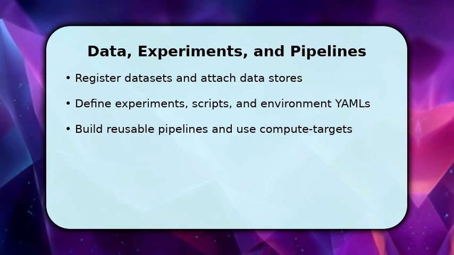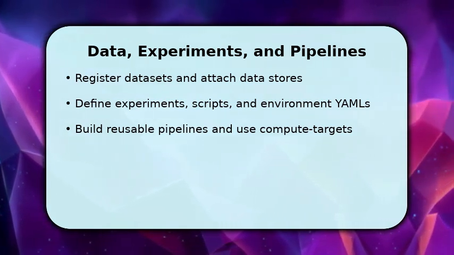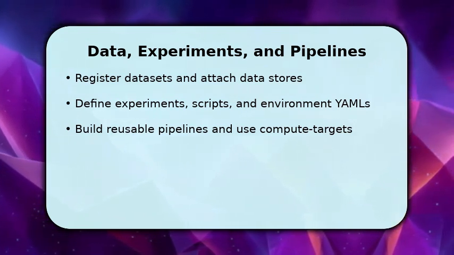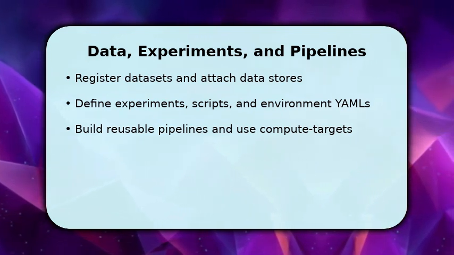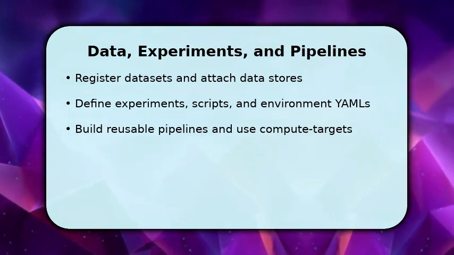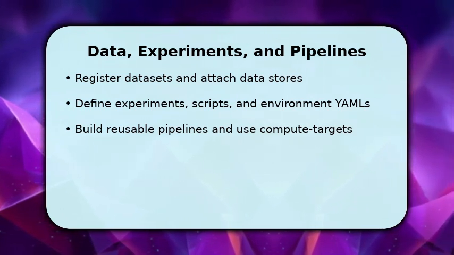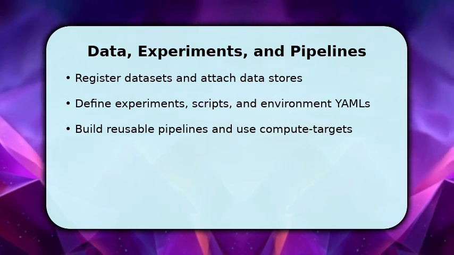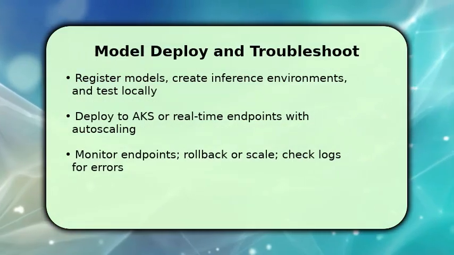Define experiments that point to training scripts and pin environments with YAML to capture dependencies. Submit runs to the right compute target, monitor logs and metrics in the studio. Once stable, compose pipeline steps for preprocessing, training, and evaluation so you can reuse them and orchestrate distributed jobs across compute clusters efficiently. You finish by registering the trained model and preparing an inference environment that matches training dependencies.